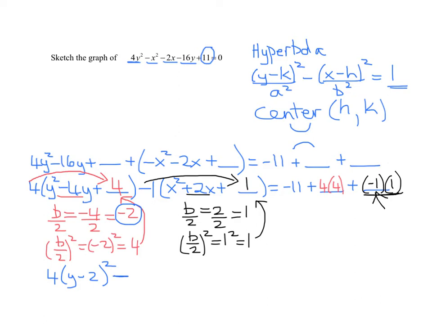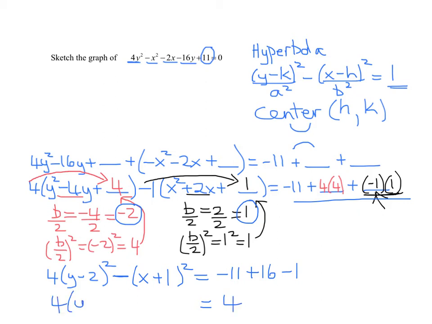So down here I have minus the quantity x with something all squared. What goes in there with the x? The b over 2 term. So it's going to be x plus 1 all squared equals, now we need to add this number on the other side. So I have negative 11 plus 16 and minus 1. So what does that turn out to be? That turns out to be negative 11 plus 16 is 5, minus 1 is 4.